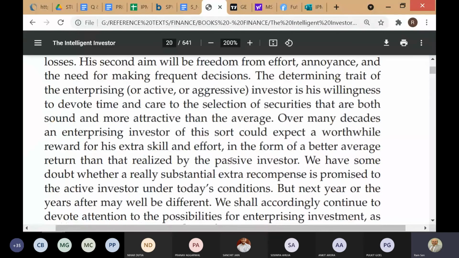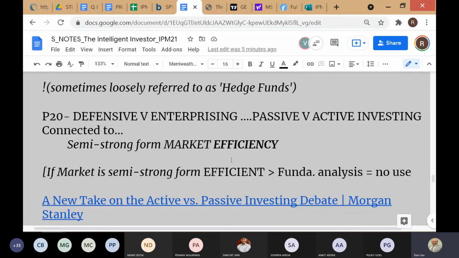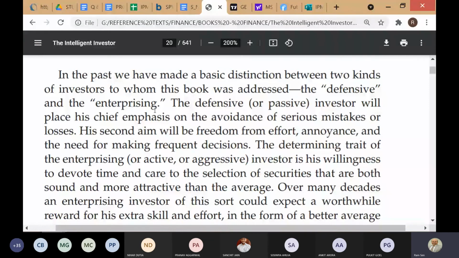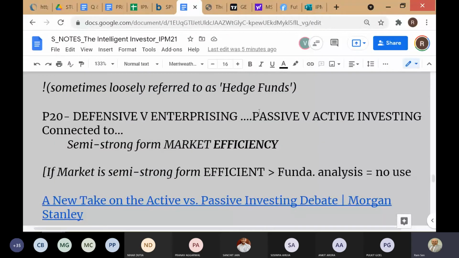Now, on page 20 that I have mentioned here, defensive versus enterprising. He's talking about two types of investors, defensive versus enterprising. Now he's also used the word passive, and he's called the other active. So you can see the discussion here. These terms are actually used in industry in a very specific way. Again, these are terms of art. So you have passive versus active investing.